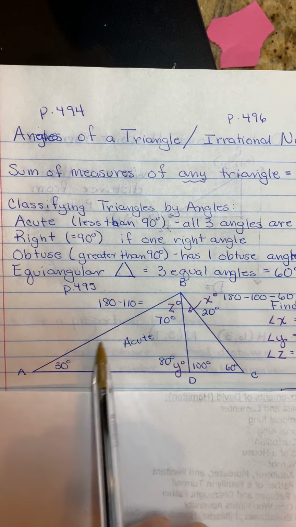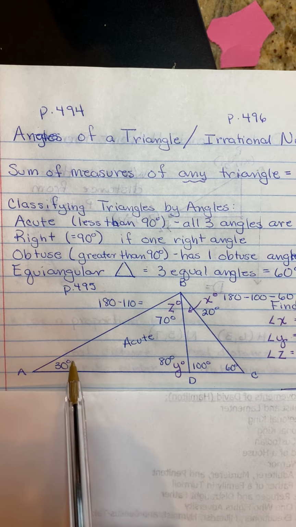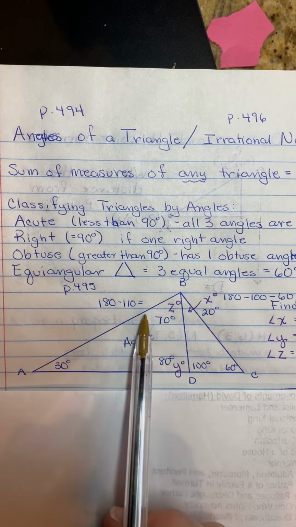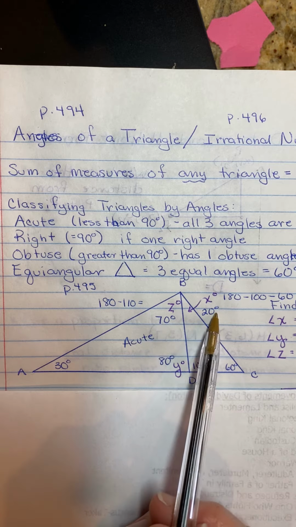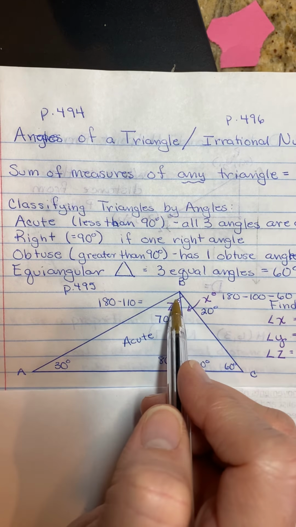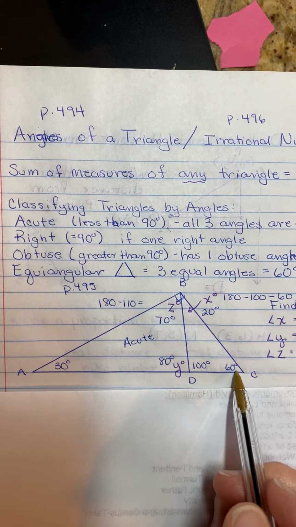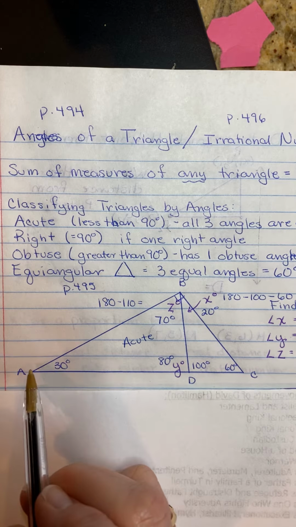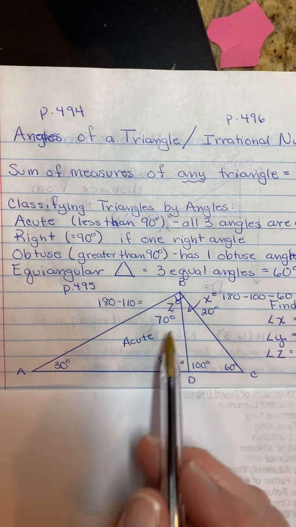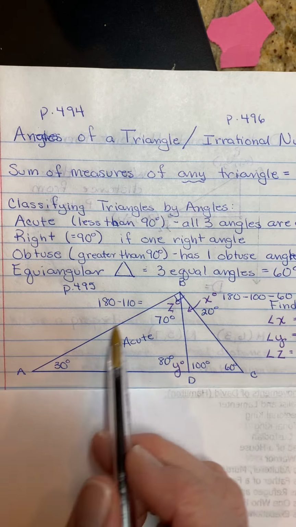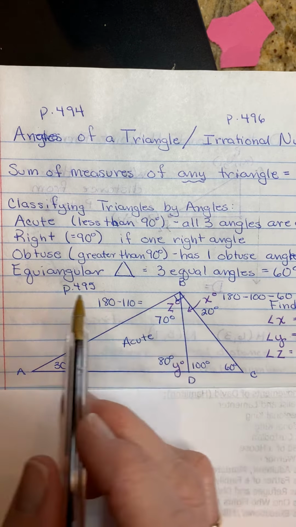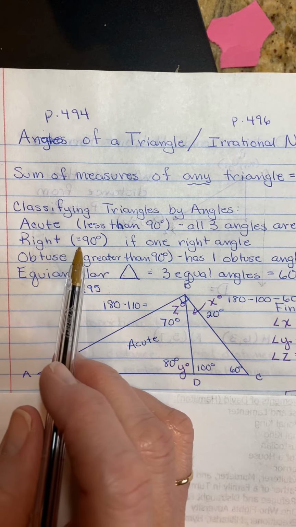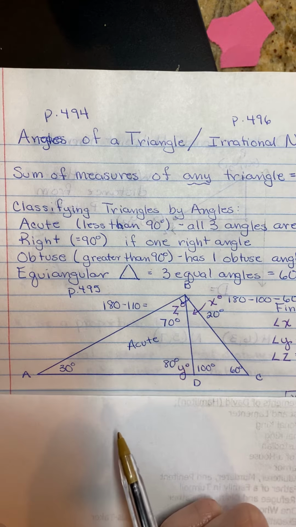Let's take a look at the large triangle. We have a 30. This added together would be 70 and 20. Oh, this is actually a 90. And here's angle 60. So triangle ABC would be a right triangle because we've got a 90 degrees right here.